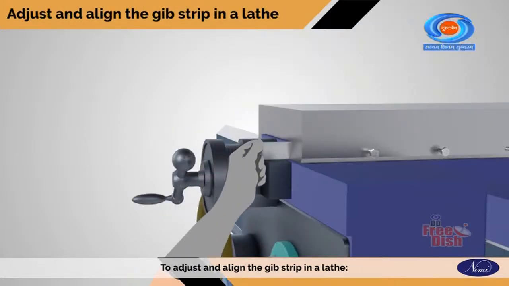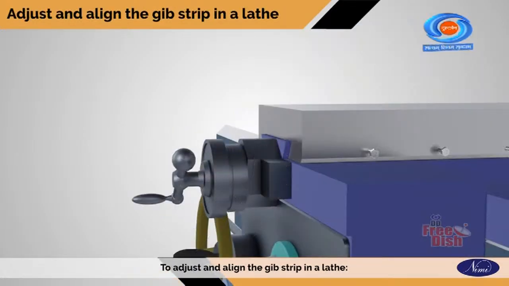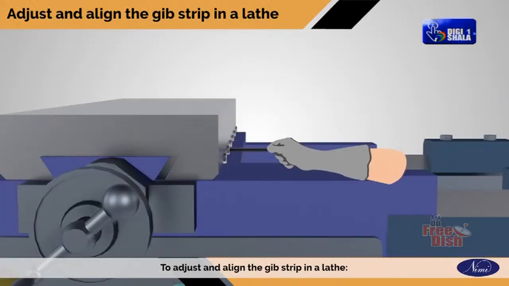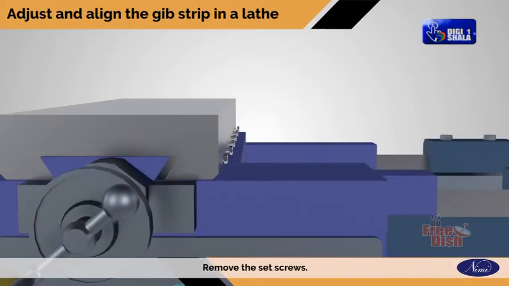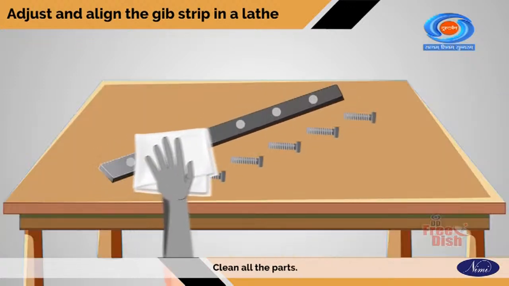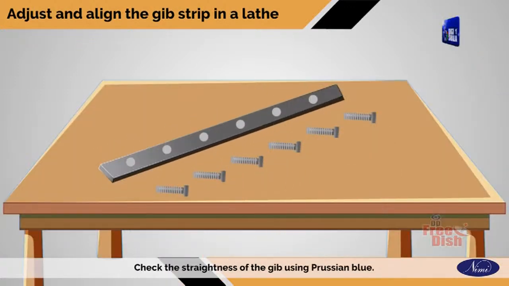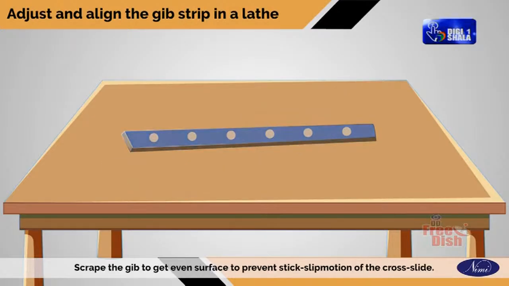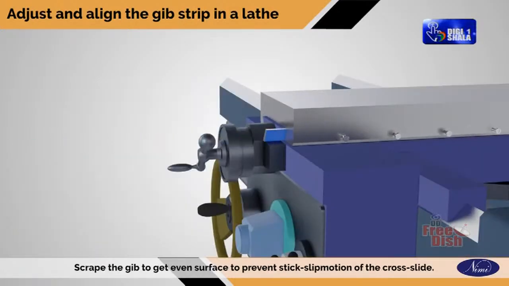To adjust and align the jib strip in a lathe. Loosen the lock nuts. Remove the set screws. Pull the jib out. Clean all the parts. Check the straightness of the jib using Prussian glue. Scrape the jib to get even surface to prevent stick-slip motion of the cross slide.